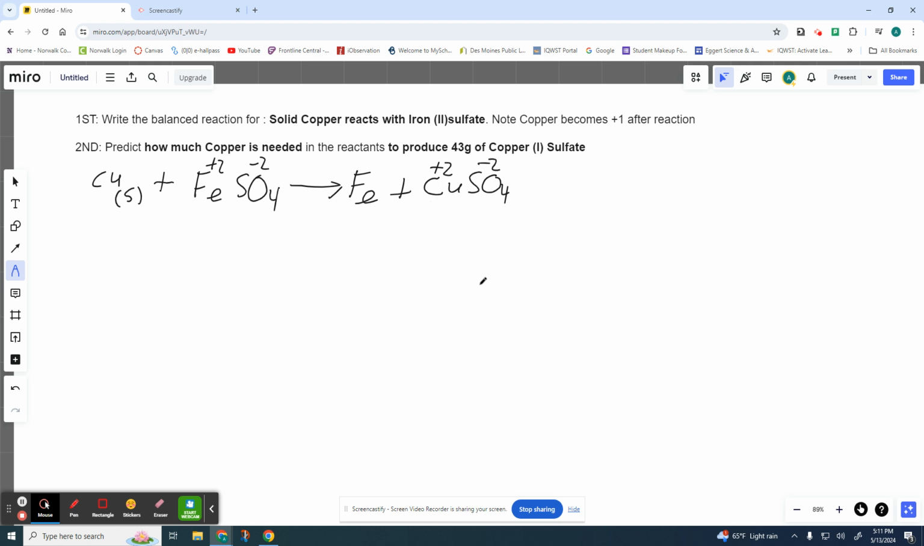Therefore, copper 1 sulfate currently is not charge balanced. If I draw that correct, I drew it +1, it's +1. It is not charge balanced. The only way to make that charge balanced is by adding a subscript. Subscripts charge balance. So I'm going to put a 2 in there. Now copper 1 sulfate is charge balanced. So now you guys got to make sure you balance for mass at this point.